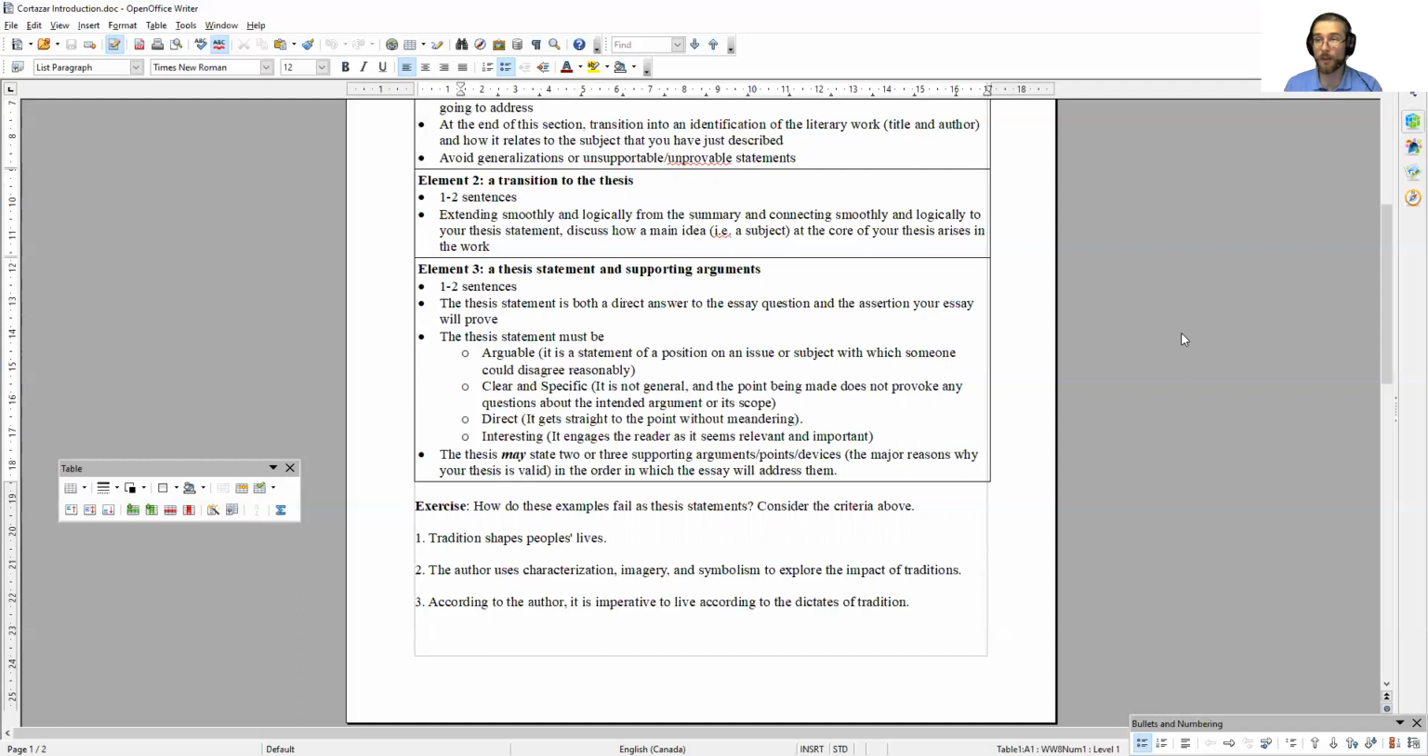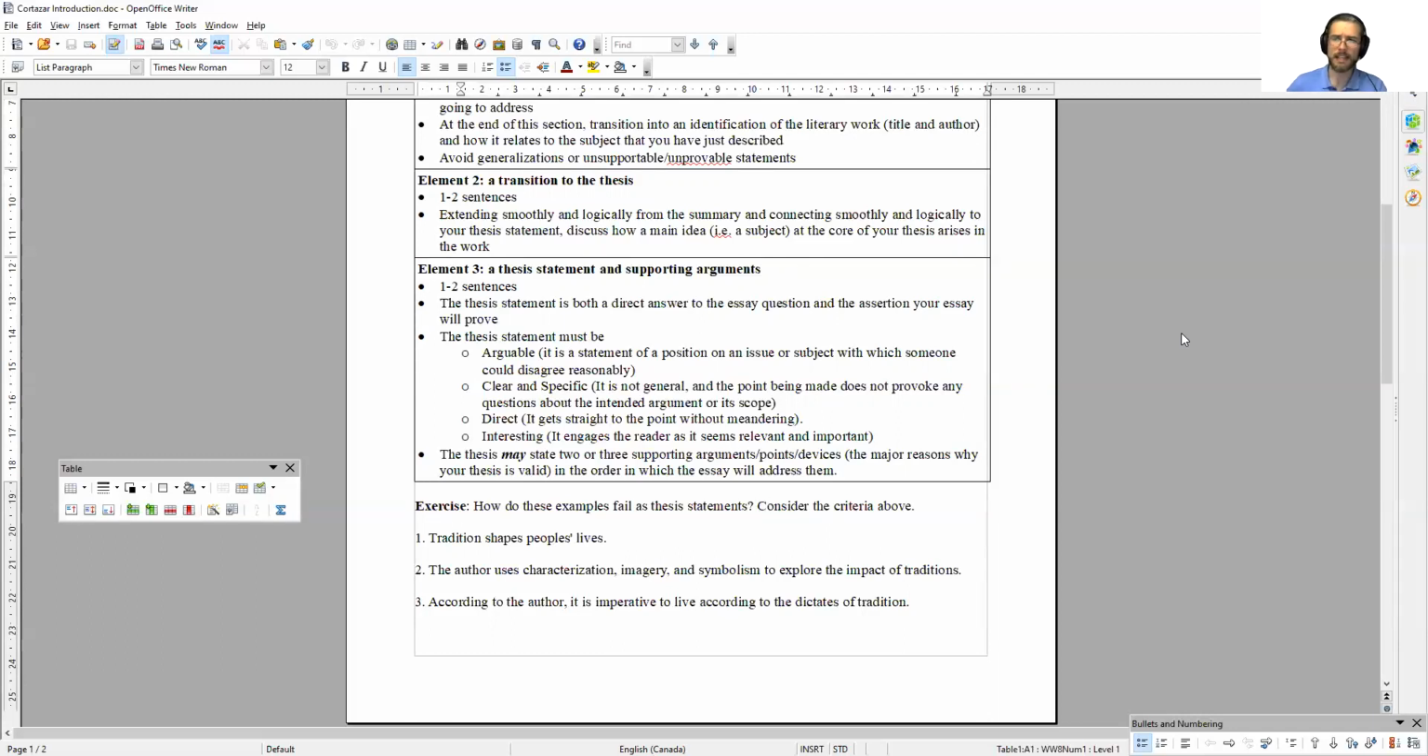Now, depending on your professor, depending on the structure that you're most comfortable with, your thesis may state 2 or 3 supporting arguments, points, or literary devices. The major reasons why your thesis is valid. If you include those either in the thesis statement or the guiding statement, you should make sure that they are specific and they appear in the order that they'll appear in the essay. So your first point corresponds with your first paragraph, the second point with your second paragraph, the third with your third paragraph. I would actually encourage you to avoid using a guiding statement or this sort of list of literary devices. It can be done, but it doesn't necessarily need to be done.